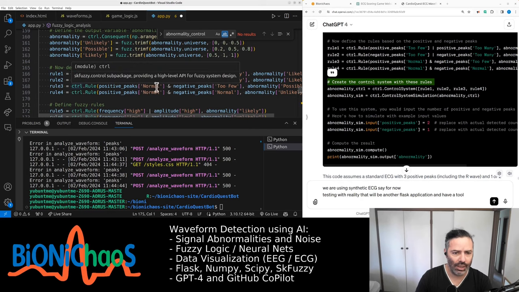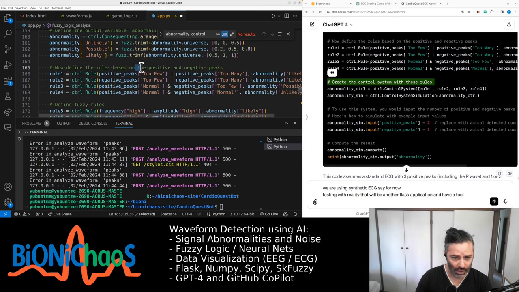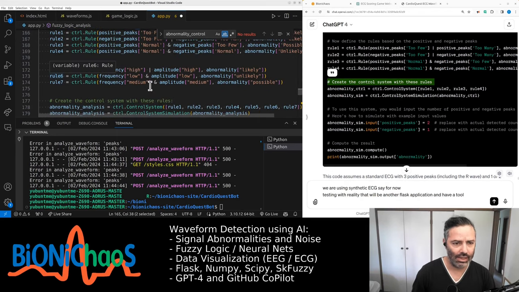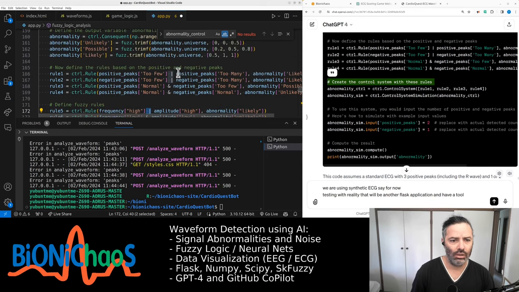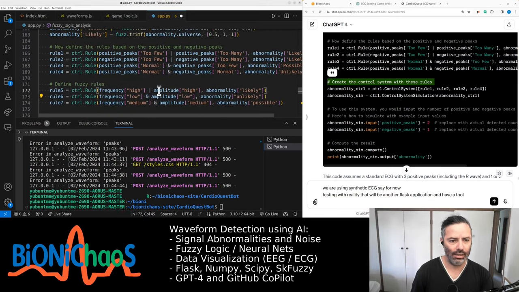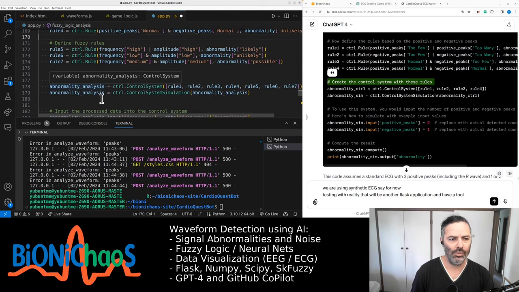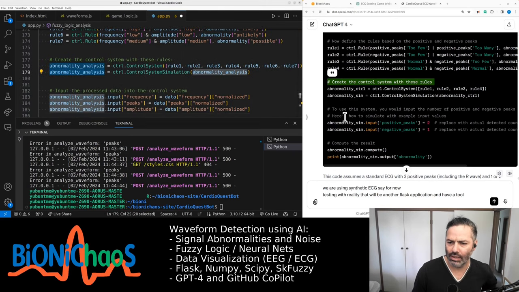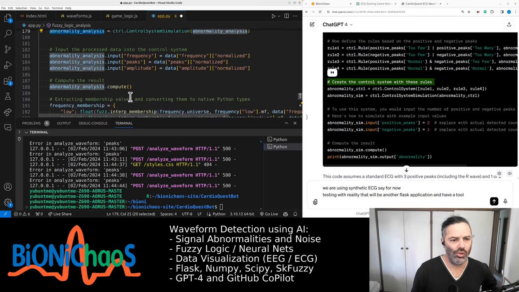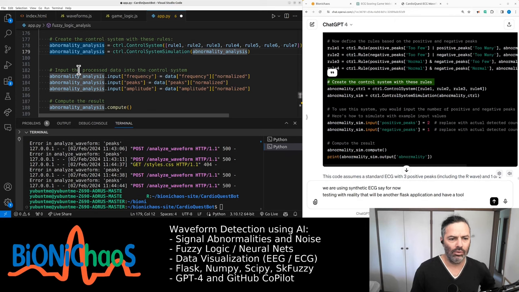1 to 4 being rules related to the number of positive and negative peaks. And rules 5, 6, 7 are related to frequency and amplitude. Obviously, this is and or. Then we have place. Don't have this bit, do we? Multi-analysis. Compute input process data into the control system. It's about that. Computers there.